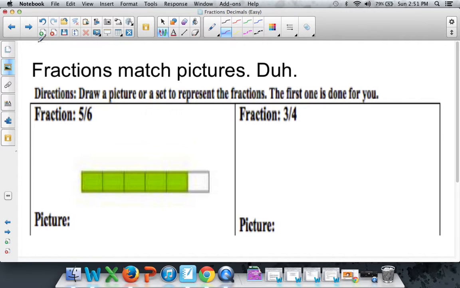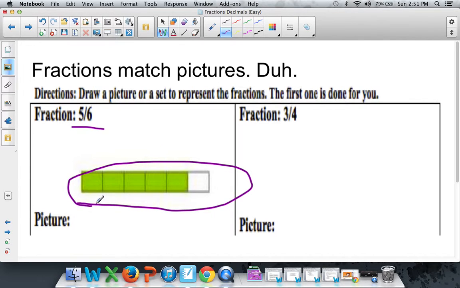Fractions match pictures, and that's a duh. Take a look at 5/6 in fraction form. Ooh. Now look at it in picture form. It's not so hard. We can make our own if we wanted to. Look, here's 3/4. Let's see. I could make a rectangular thing like that, but I'm going to make a circle instead. And I'm going to try to cut it into how many even pieces? The denominator. 4 even pieces. 1, 2, 3, and 4 even pieces.